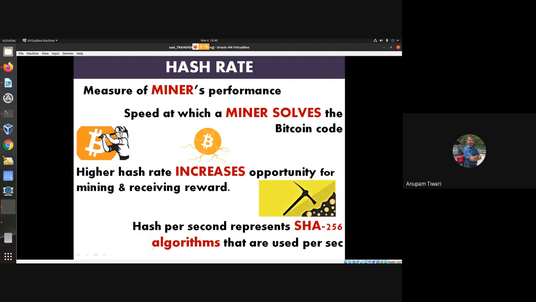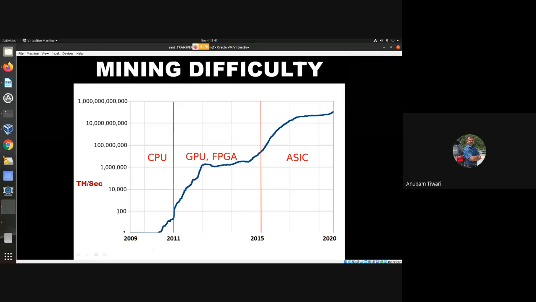So, the measure of a miner's performance. What are miners fighting for? They are fighting for the hash rates. As I said, there is no formula to calculate the nonce. You have to do permutations and combinations at a very high speed to find that nonce value. The higher the hash rate, the higher the speed a miner has, the more chances he has.